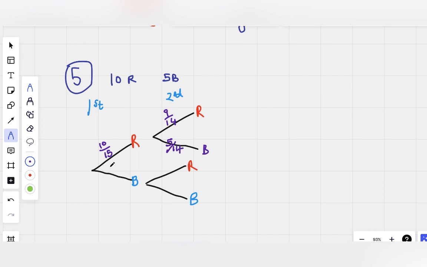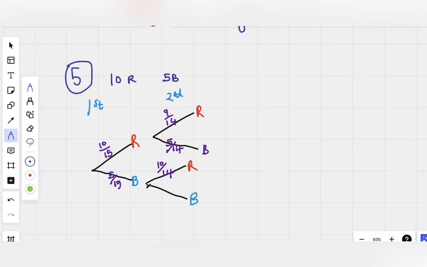Now, what's the probability that the first one you pick is blue? There are 5 blue and there are 15, so this will be 5 over 15. Now, what's the probability that the second one is red, given that the first one was blue? The total red has not gone down because when you picked the first one, red was not picked. But the total has gone down to 14, because you're picking the second one, not 15.